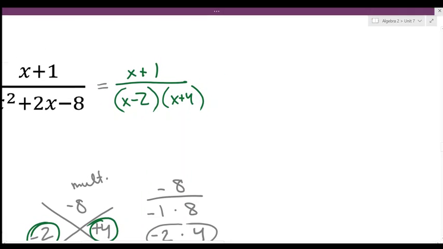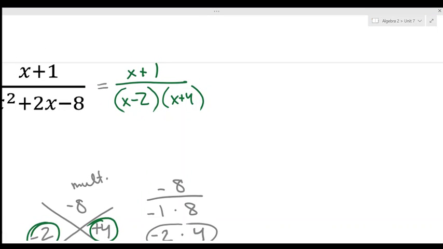Now we need to figure out if we have holes or VAs. Okay, we have x minus 2 at the bottom. Do we have an x minus 2 on top? We don't, so that means we have a VA at x equals, now if we set x minus 2 equal to 0, or we can just use the opposite sign, we get x is equal to 2.